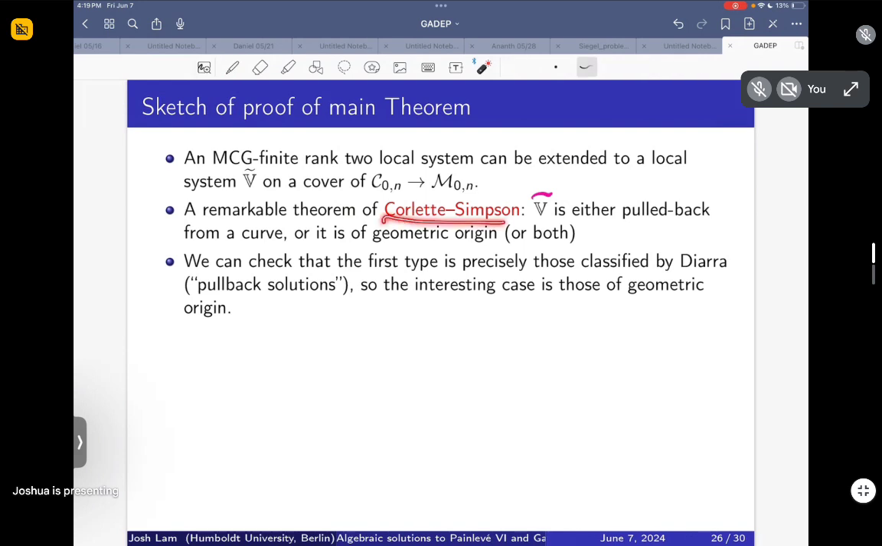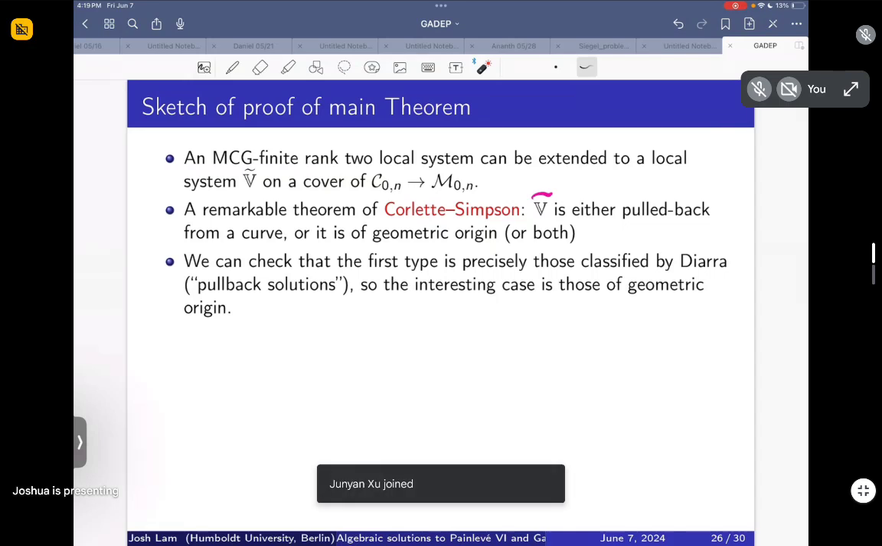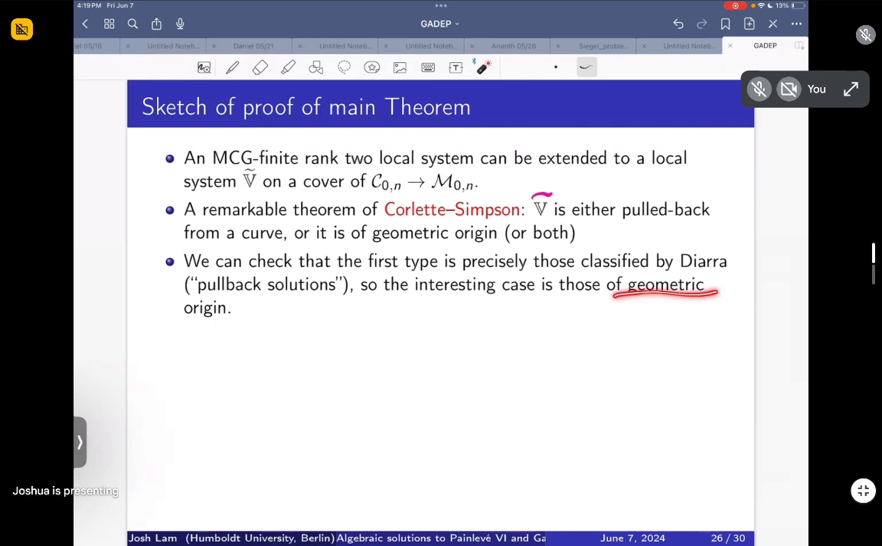So we apply the theorem of Collette and Simpson, of course, and you just check that the first type are exactly those classified by Diarra. So there's a little bit of content there, but it's not so bad. The interesting case is to try and classify those of geometric origin, so those coming from a family of algebraic varieties.